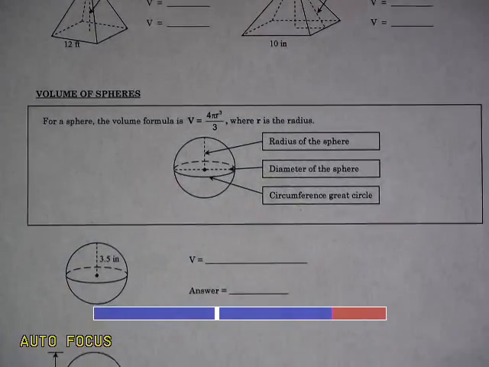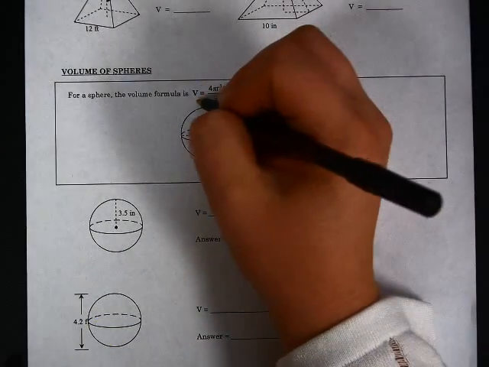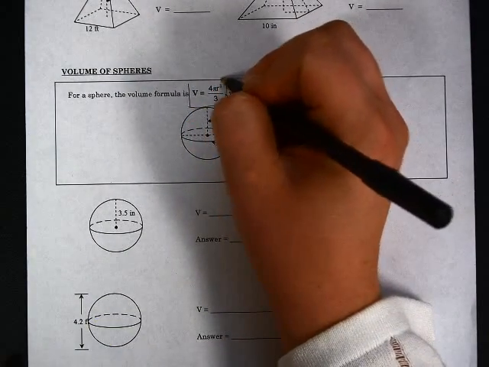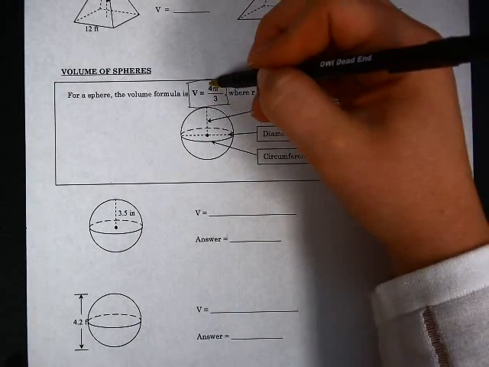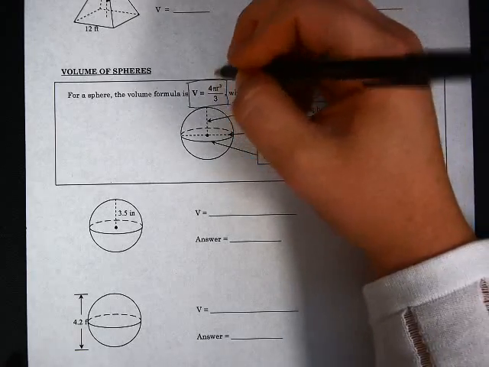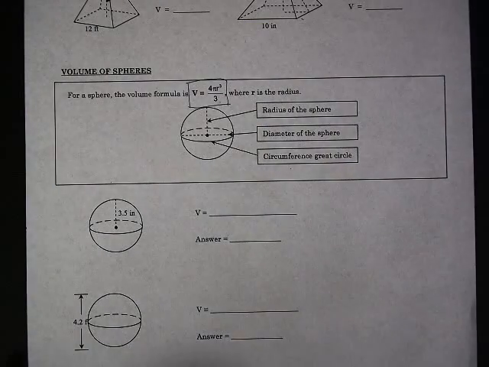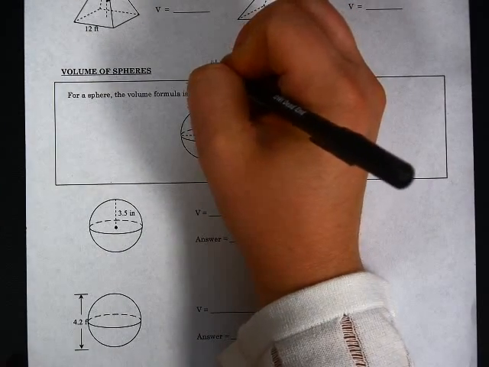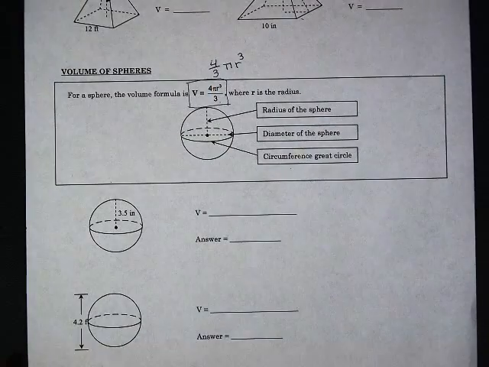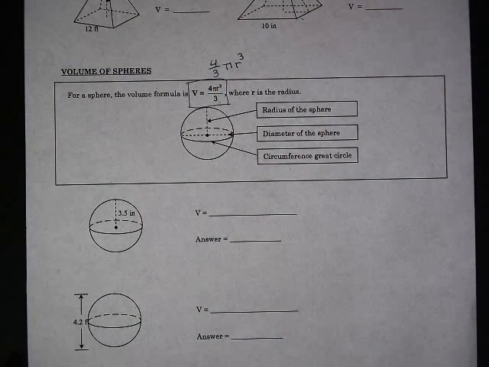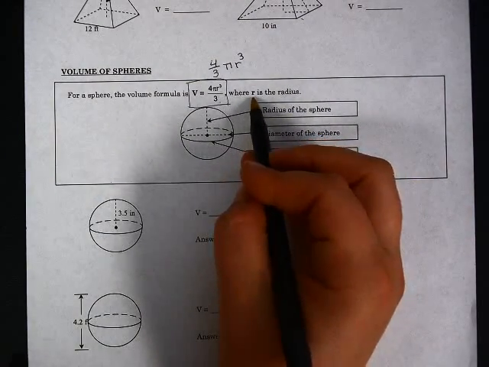If you want to pull out your other notes worksheet, remember it looks like this. The formula for volume of a sphere is a little different than what we've been dealing with. When we were doing volume of a pyramid and a cone, it was 1/3 times your base and your height. Well, here it's going to be 4/3, so it's 4/3 times pi r cubed.